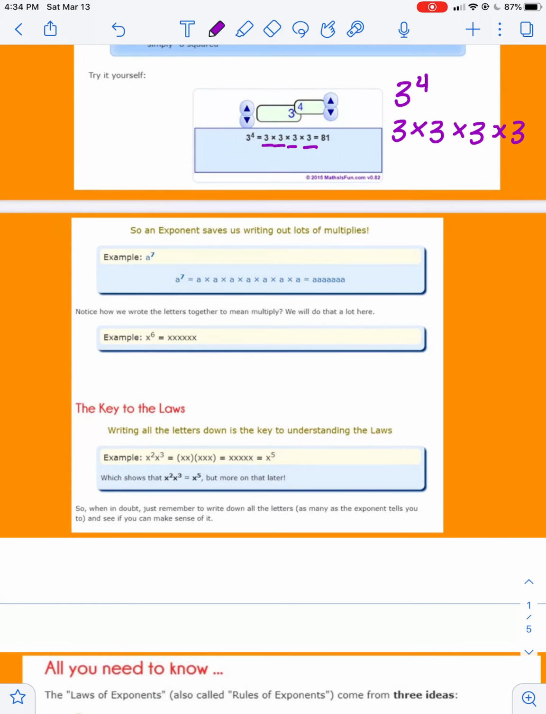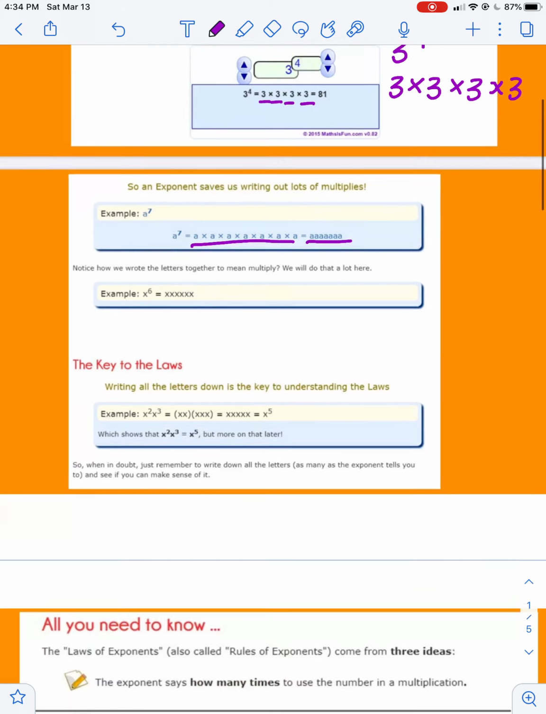So looking down here, we have the example of like a to the 7th. So you can see right here, it's way easier than writing out this or even writing something like that. It just makes it go a lot quicker. Okay.